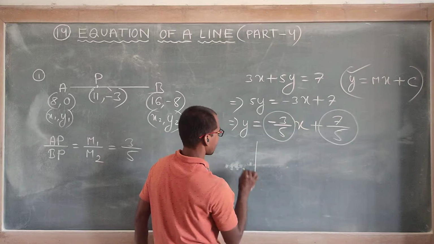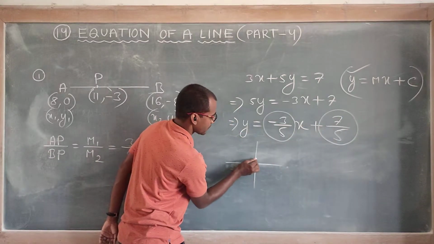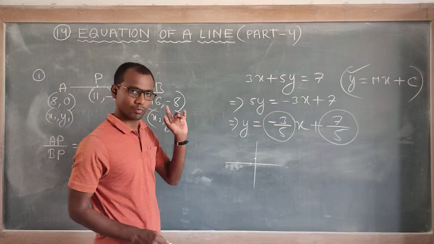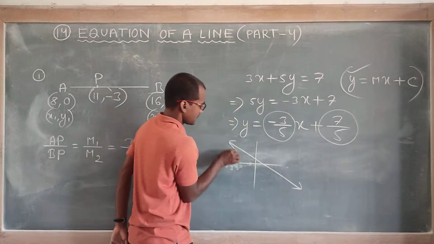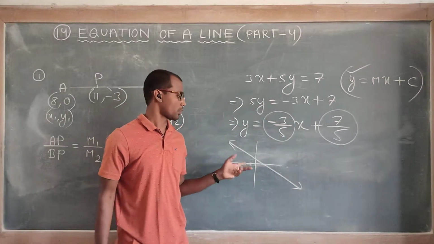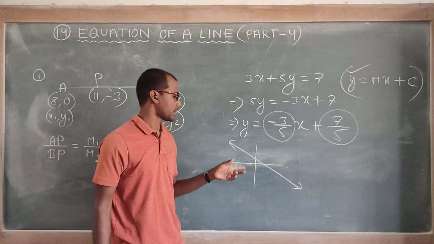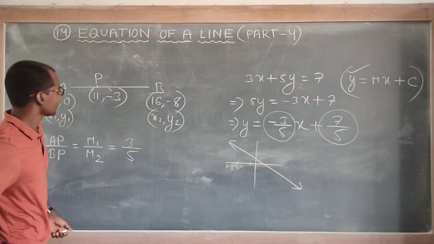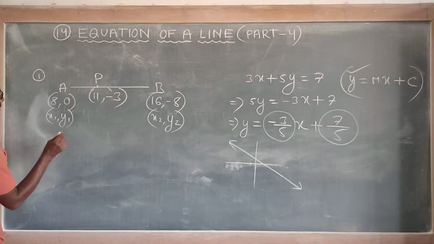Suppose this is y-axis, this is x-axis. 7 by 5 means 1 whole 2 by 5 will be something here. Okay, and the slope is negative, means the line will be moving down. So the line will be like this. Okay, I am not saying accurately it will be like this, but I can just anticipate that the line will be like this, moving down. Okay, so let us draw a line.